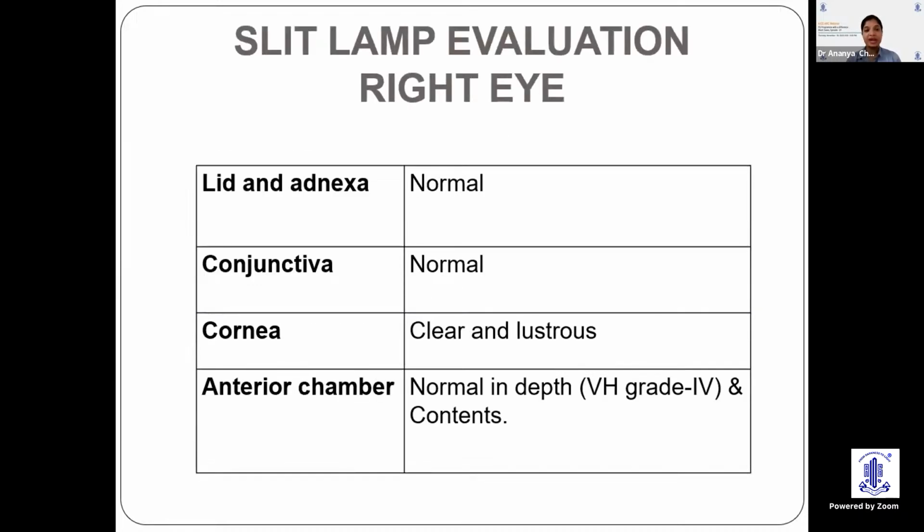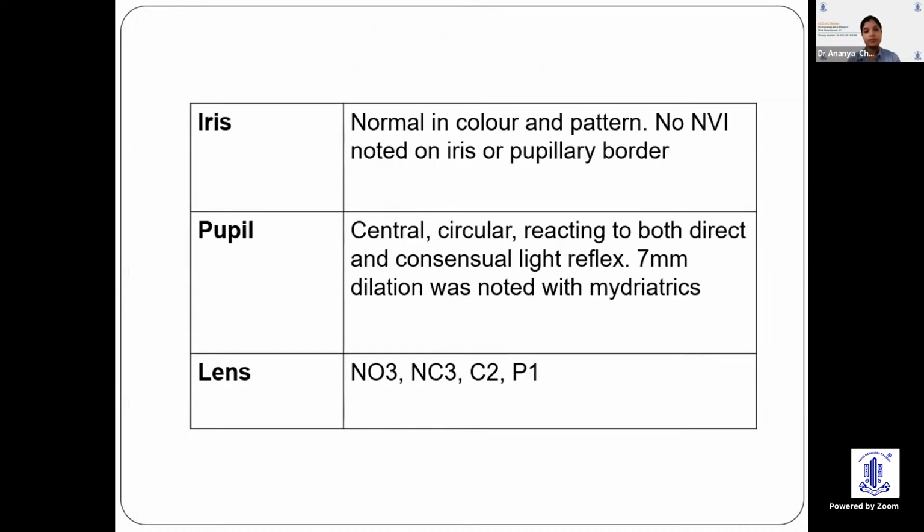Slit lamp evaluation of the right eye showed lids and adnexa normal, conjunctiva normal, cornea was clear and lustrous, anterior chamber normal in depth with Van Herrick's grade 4 and normal in contents. Iris normal in color and pattern. No neovascularization was noted on the iris or on the pupillary border. Pupil was central, circular, reacting to both direct and consensual light reflex. 7 mm dilatation was noted after application of mydriatics.